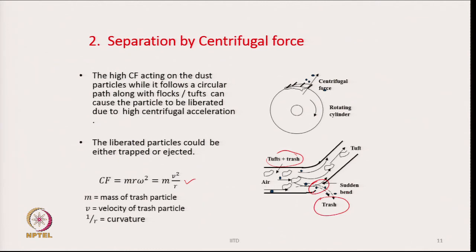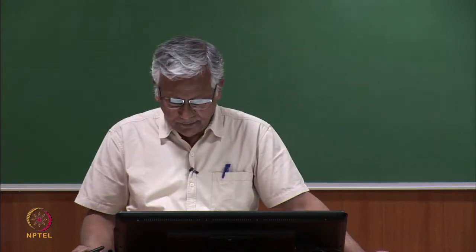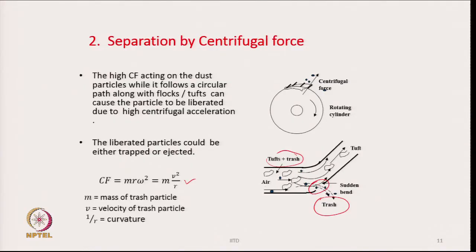So, there is an escape route for the trash particles, because if we force them to follow a curved path, trash particles will not be able to follow the curved path in comparison to the tufts, where tufts can easily follow the path because they are lighter, whereas for the trash particles it will be difficult. And if we keep an opening and place it strategically, then we will find a lot of trash particles getting ejected through that opening.